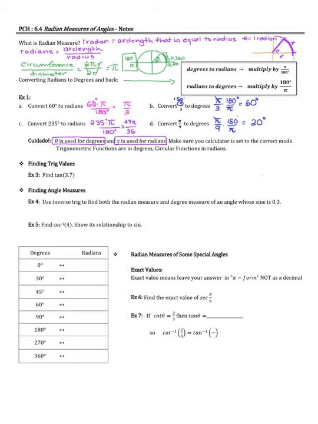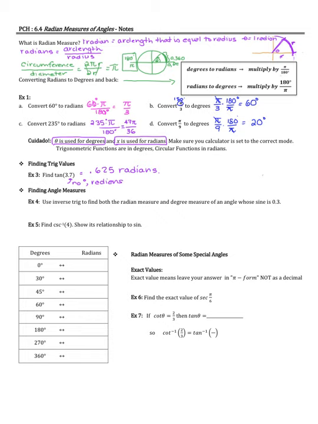Okay, so we want to find tangent of 3.7. Since we see no degree sign, that means we can assume we are going to be doing radians. So you're just going to enter tangent 3.7 on your calculator, and that should give you 0.625. If you want to double check that you're in the right mode, go ahead and try that.